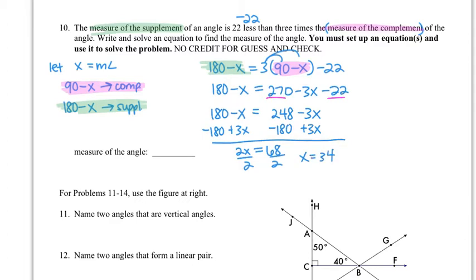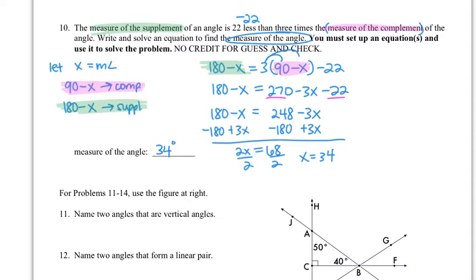Now, is that my answer? Is that what I wanted? Yes, I asked you for the measure of the angle. I didn't ask you for the measure of its complement or its supplement, the angle. So since I had x as my angle, then that is my final answer, just 34 degrees. And we can put the degree sign or not. Either way is fine. All right, that's it for number 10.